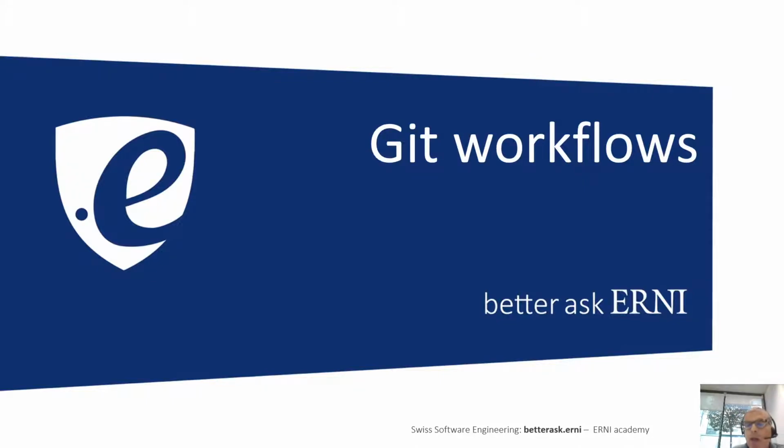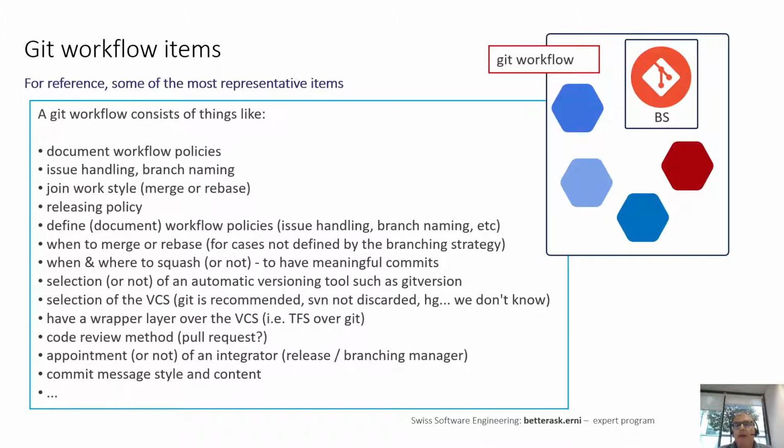Okay, so now we start with new contents. Okay, and we will see now the Git workflows. As we have seen before, the branching strategy is one of the most important parts. But there are also other items, like these hexagons here. For example, documented workflow policies. I mean, the software architect makes a document explaining how to do this, how to do that, how to deliver. We have to do this thing, use this script, these kinds of things. This is part of a Git workflow.